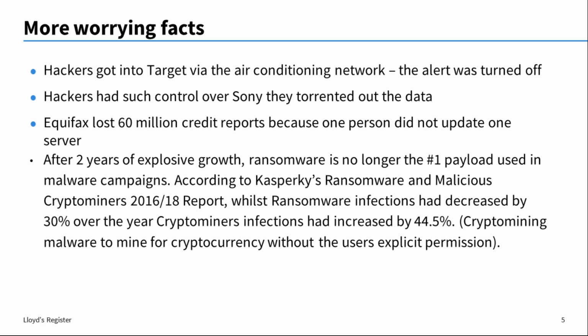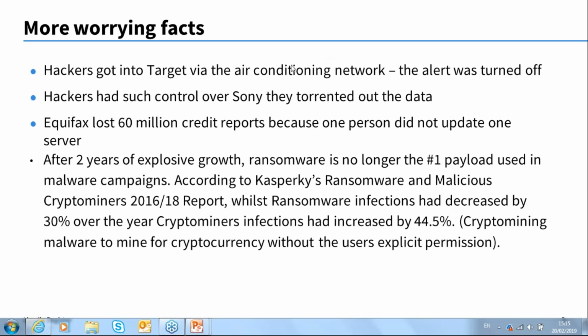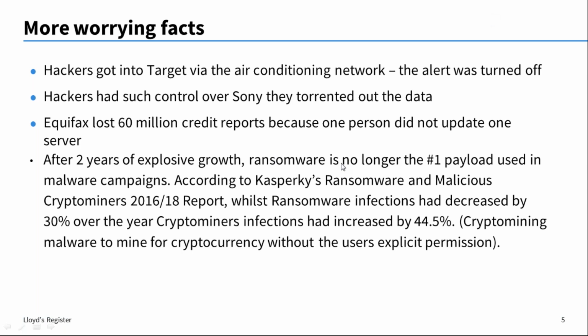A recent report for 2016 showed that whilst there is still a significant amount of hacking taking place, ransomware is no longer the number one priority. Crypto mining has had a massive increase over that period. Although ransomware infections, as you see on the screen, reduced by 30% over the year, crypto mining infections had actually increased by nearly 45%.